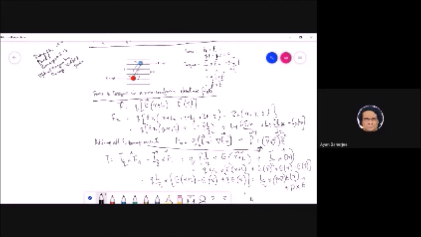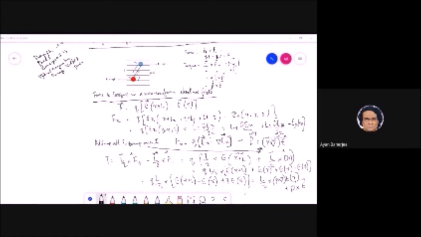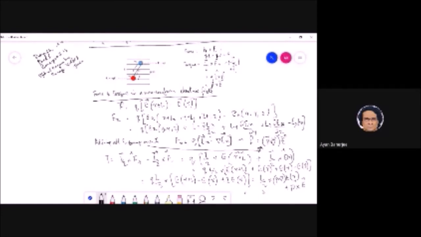So finally, if I look at all three, this is P cross E plus R cross P dot del E. This is the final expression. So these are fine. What we are concerned with is this one, this P dot del E. This is the one that we really care about.